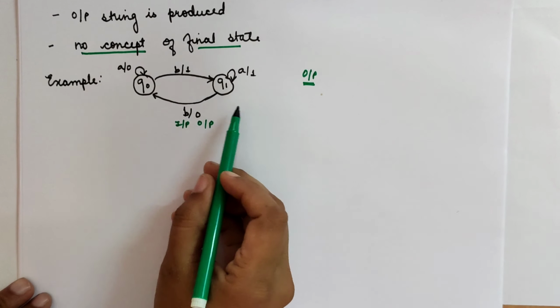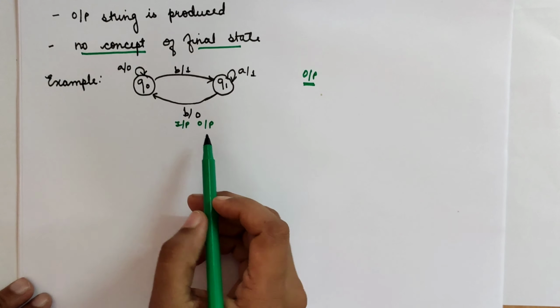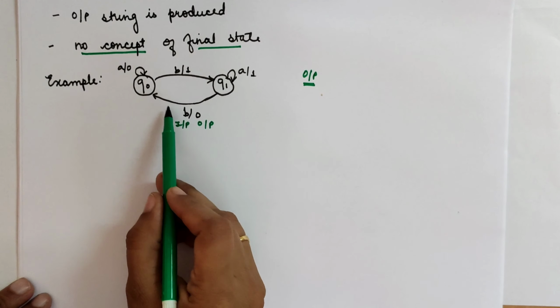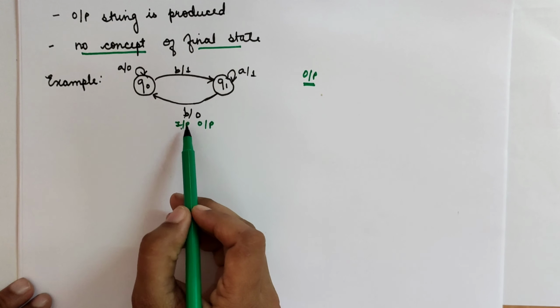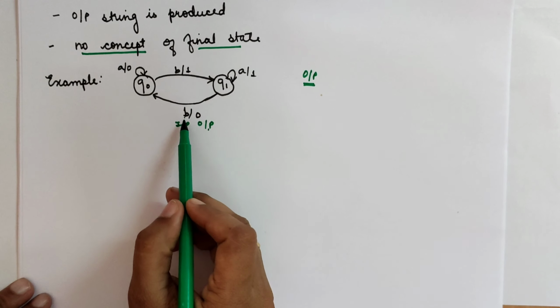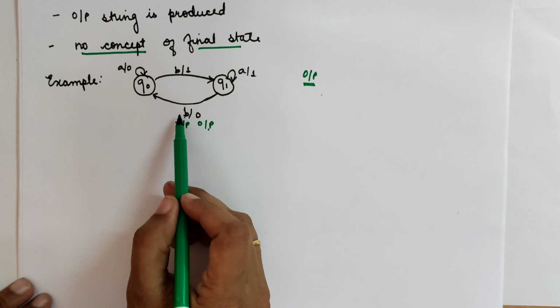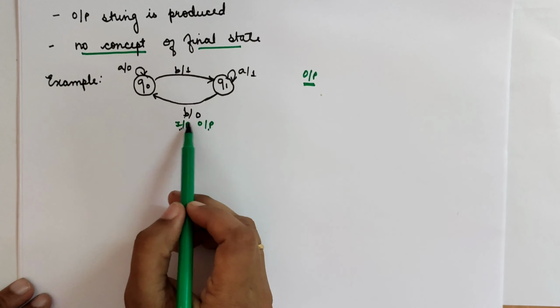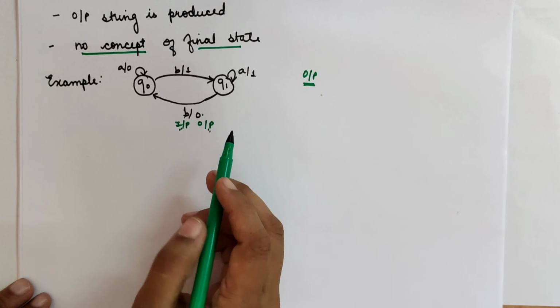We will see an example of a Mealy machine. Here it is an example of a Mealy machine. You can see the small a, b is the input, and after the slash there is the output. Means input and output, both are present here. So you have to remember the left hand side is the input, whereas the right hand side is the output. So we will try to solve this.